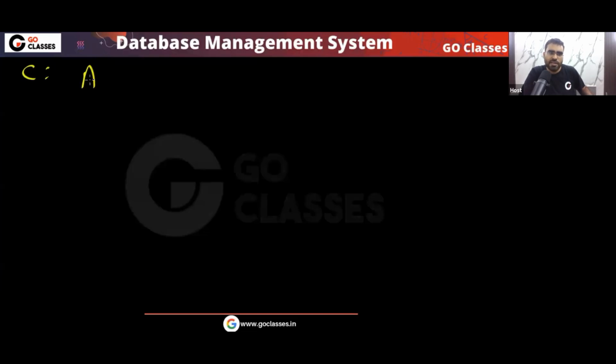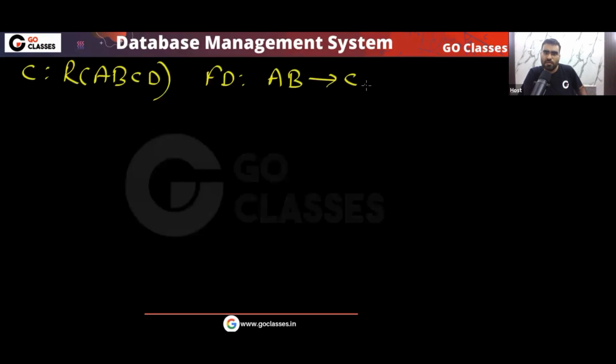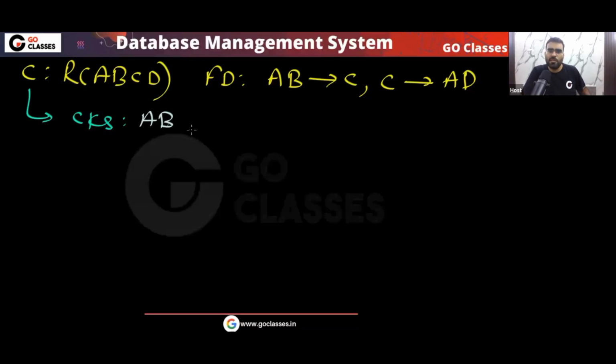This is your relation R(A, B, C, D), and these are the functional dependencies: AB determining C and C determining AD. First, tell me, what are the candidate keys? First, we check whether this is in BCNF or not. For this, you find the candidate keys. You can see AB is a candidate key. BC is a candidate key, right? Yes or no? AB and BC are the candidate keys in this.